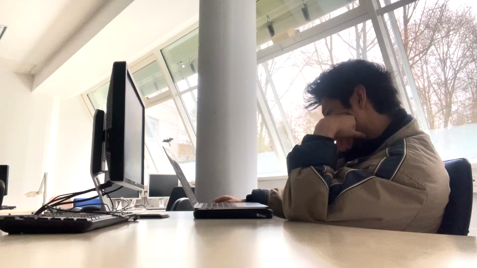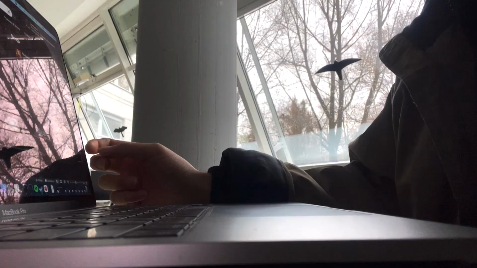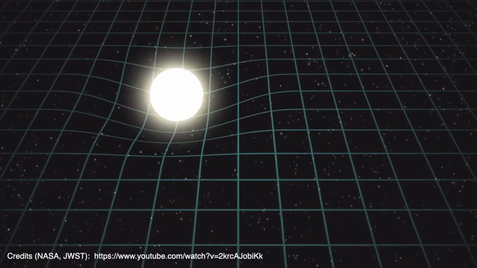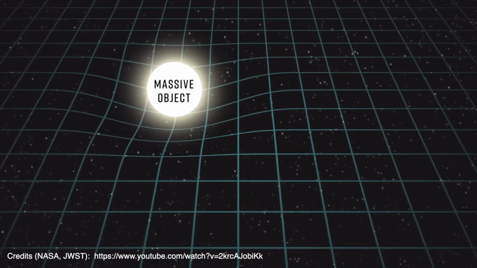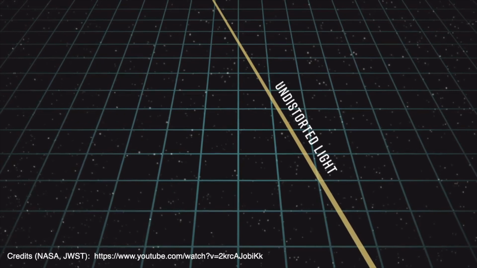And for those who don't know much about gravitational lensing and cosmology, here is a quick introduction. Gravitational lensing was first introduced by Einstein in 1915. According to Einstein, the gravity of a massive object can distort and warp the fabric of space and time. Now for the light path, instead of traveling a straight line, the light will get bent around the massive object.